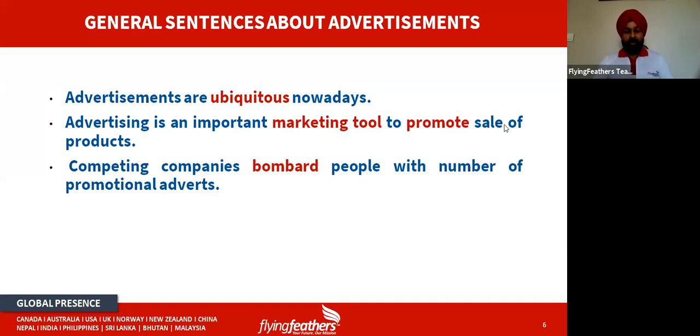And bombard, now you are clear with the meaning of bombard. It means giving a lot of information from every side, right? Like from the internet also we are getting the same information, from the newspaper we are also getting the same information. So we are getting bombarded by lots of information about that particular product, all right? And with a number of promotional adverts. Now adverts, I have used this word as a synonym for advertisement.